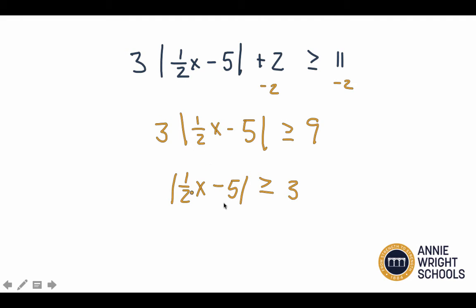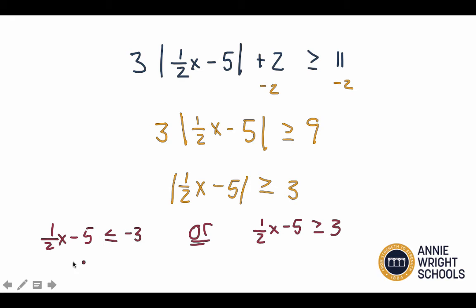So notice just why we reviewed solving absolute value inequalities. You always have to get the absolute value by itself. Now we can take what's inside there and say whatever's inside there has to be bigger than or equal to 3. It's a greater than, so it's an or situation. Or what's inside there has to be less than or equal to the opposite of 3. I add 5 to both sides, I get 1/2 x is less than or equal to 2. I multiply by 2, I get x is less than or equal to 4. I add 5 to both sides here, I get 1/2 x is greater than or equal to 8. I multiply by 2, I get x is greater than or equal to 16.